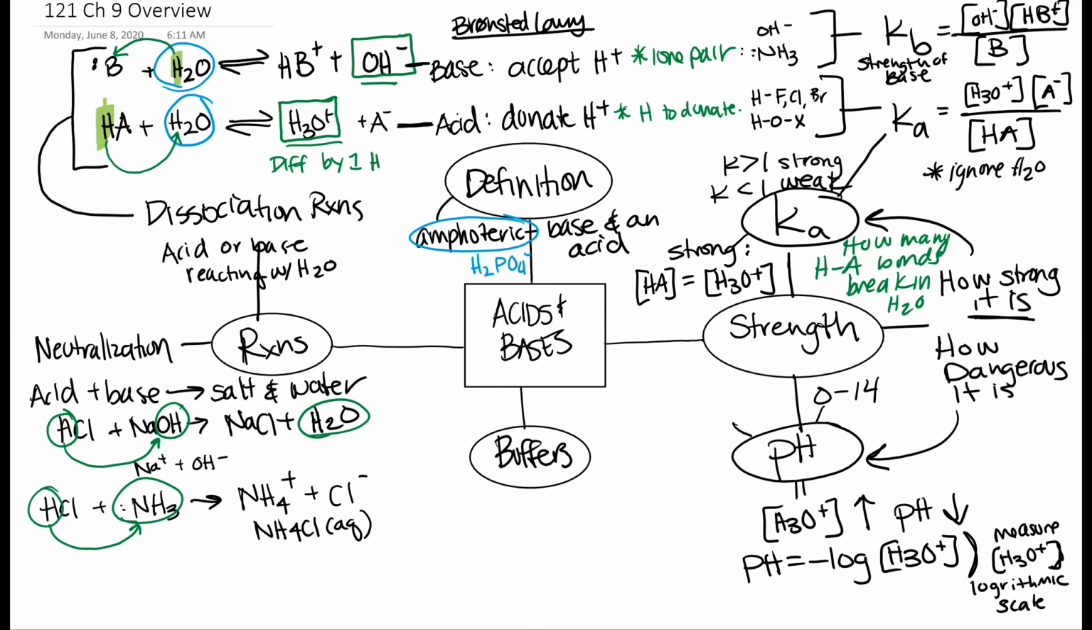And we know that a pH less than 7 is acidic. A pH equal to 7 is neutral. And a pH greater than 7 is basic. And so if we have a weak acid with a very low pH, I would consider that more dangerous than a strong acid with only a moderately low pH.